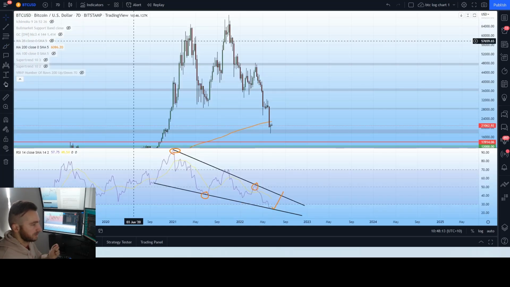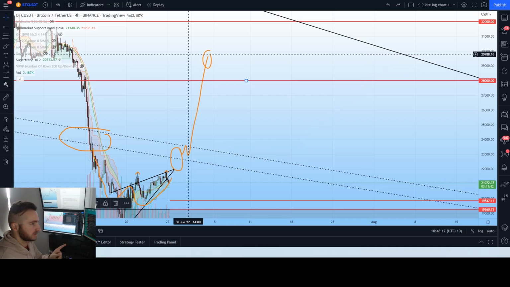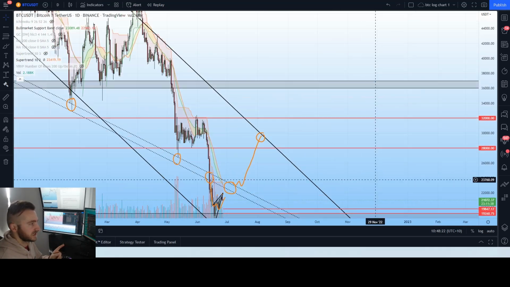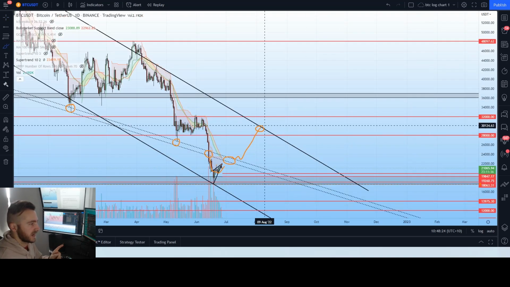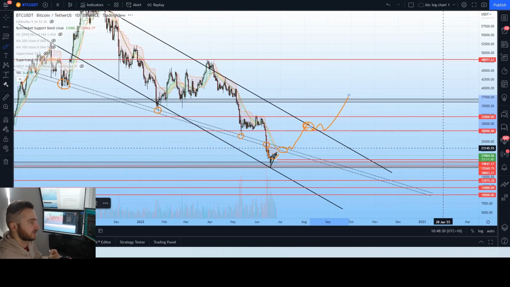And just to go over that one more time, we need a breakout of the RSI over here, plus we need a breakout of this ascending channel. If those two things occur at the same time, that will be a confirmation that we've broken this downtrend. All right, that would be the confirmation.